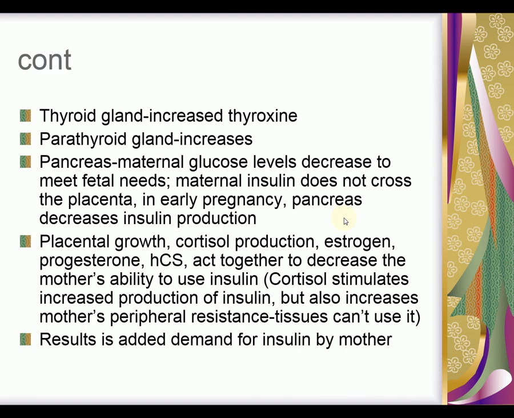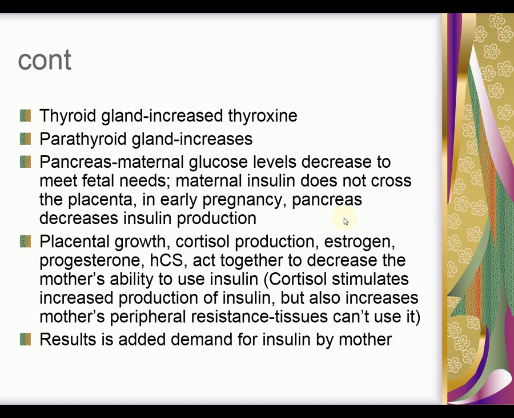Then we have our thyroid, our parathyroid. Thyroxine increases, and it does not pass over the placenta. We're going to have parathyroid increases. Our maternal glucose levels are going to decrease because we're trying to meet those fetal needs. And maternal insulin does not cross the placenta. The baby, as soon as the fetus gets at a certain age, it starts producing its own insulin.